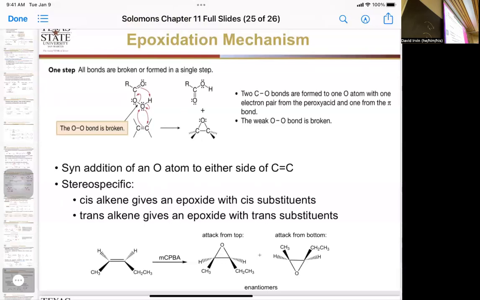Because if you flip it over, the ethyl group is going to be on this side, and the methyl group is going to be on that side. So they are non-superimposable mirror images of each other. So they are enantiomers. So you're always going to get a mixture you can't control. So the stereochemistry is going to give you the cis alkenes, give you those cis substituents. That's also how we know it's a concerted reaction, because there's no rotation. The trans alkenes are going to give us trans substituents. Again, no rotation happened at all.